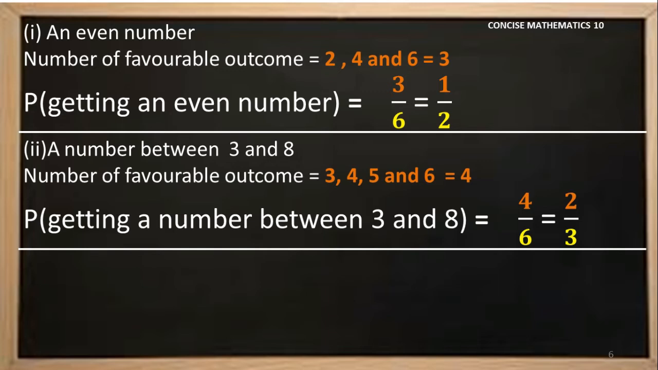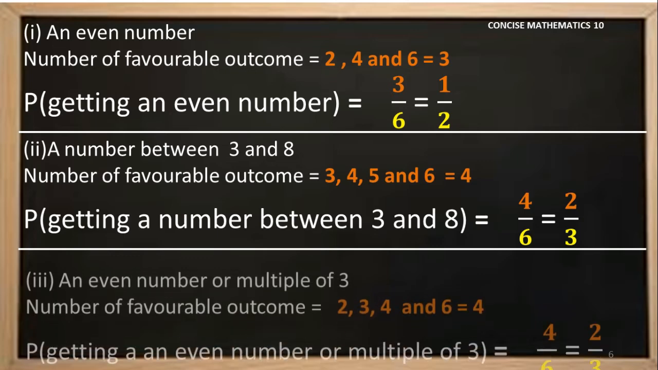Among 1 to 6, which are the numbers between 3 and 8? 3, 4, 5 and 6. That is, there are 4 numbers. Hence, the probability is 4 by 6, which is equal to 2 by 3.